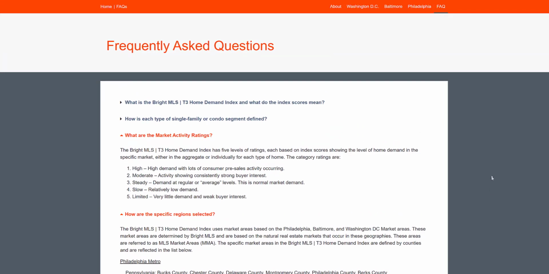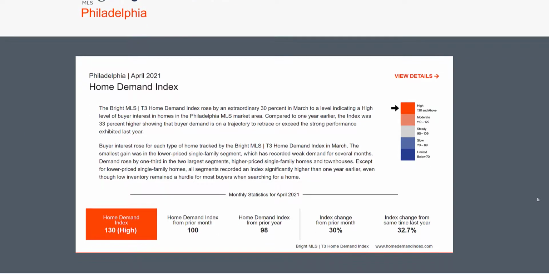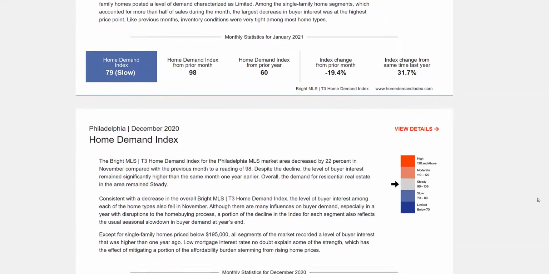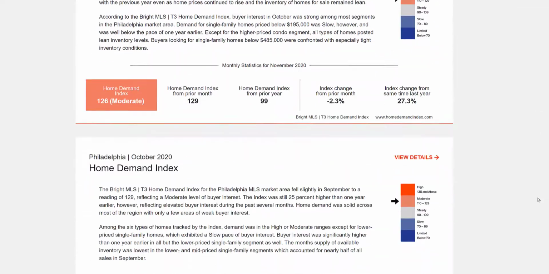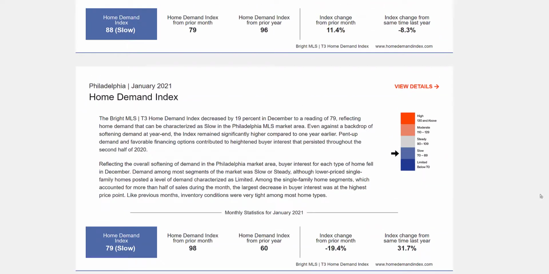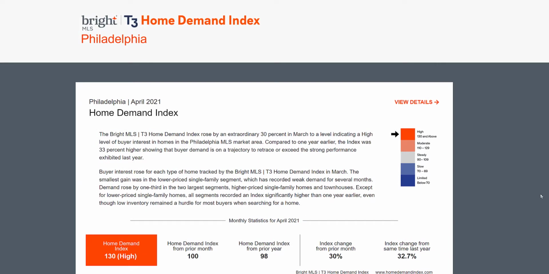In terms of context, pointing out the navigation in the top right section of the screen, we have the 3 markets represented. And if you click on any of these, you'll see at the top the most current month. We're looking at the April report, which encompasses March's data. A new report is added around the 15th of each month. And if you scroll down, you can access overview reports back to October of 2020. And you can see the home demand index for each month.